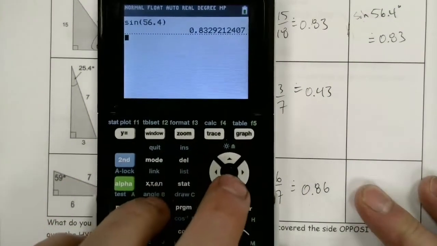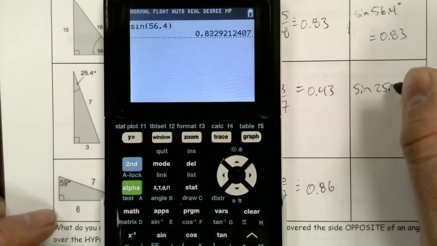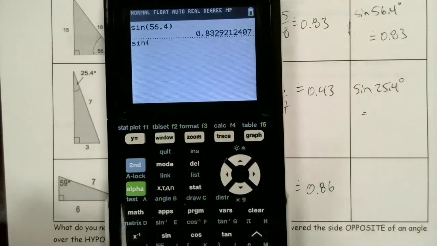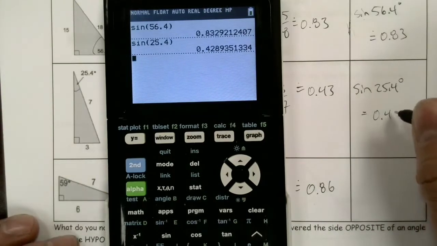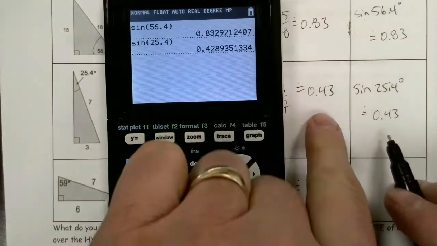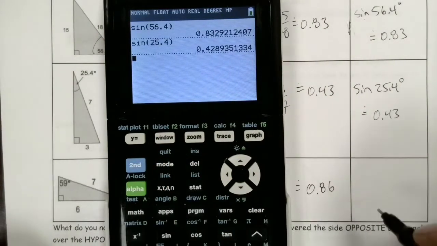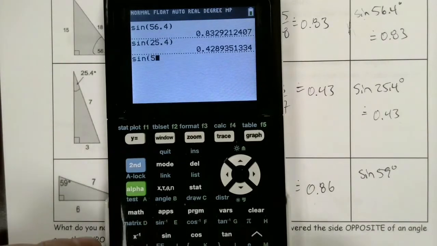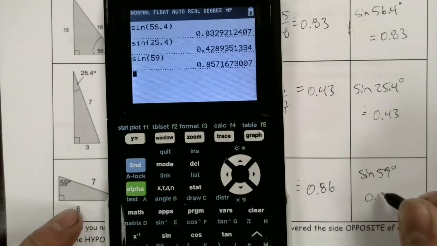Down here, my next one, I'm going to figure out what the sine of 25.4 is. Now, you can probably guess that it's going to be 0.43, but let's take a look. Sine 25.4, 0.43 when I round it. Again, it's not exactly the same decimal if you go on from there. Okay? And then finally here, I'm going to evaluate the sine of 59 degrees. And again, I am expecting that to be, and look at that, yep, approximately 0.86.